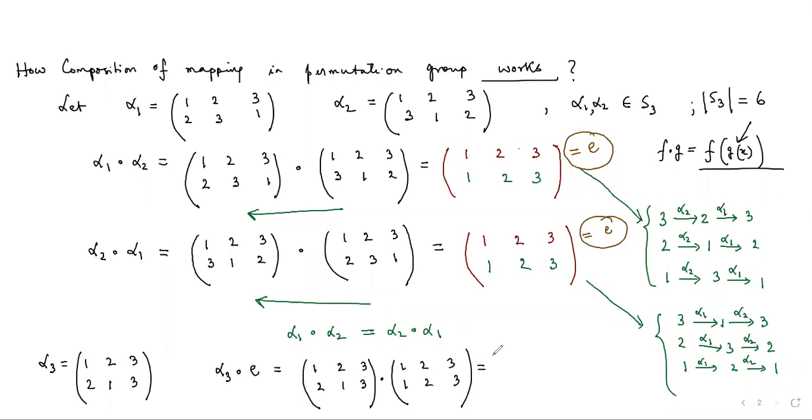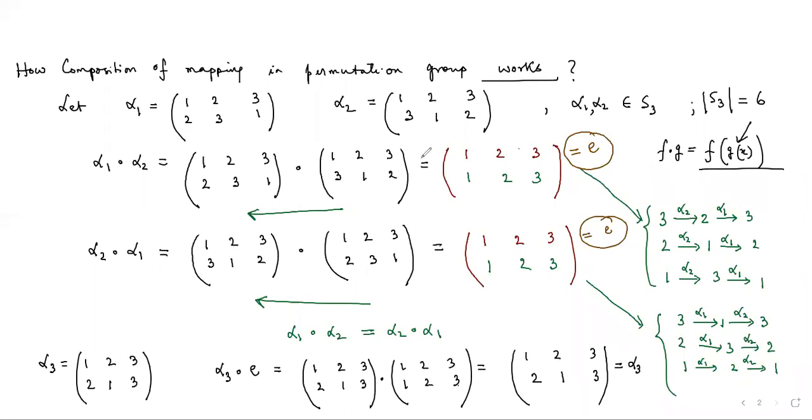So now you can quickly write the composition. You have got the rule. So we'll write the above row. And you see 3 goes to 3 and 3 goes to 3, so we get this. 2 goes to 2 and 2 goes to 1, so we get this. And 1 goes to 1 and 1 goes to 2, we get this. So 1, 2, 3, 2, 1, 3, which is the same as alpha 3.